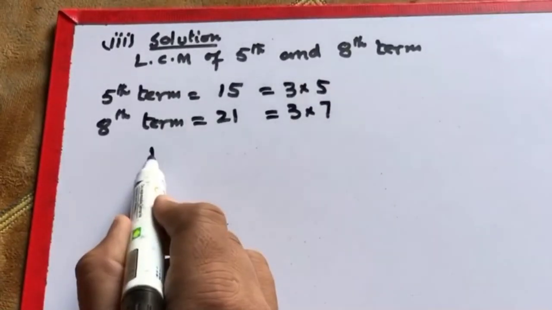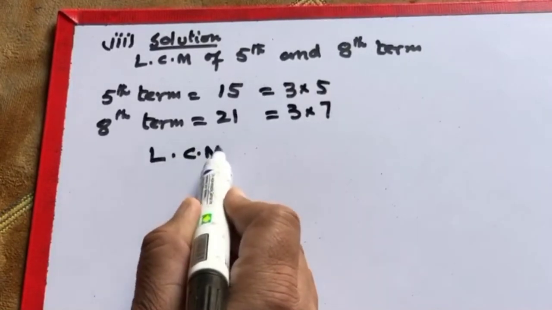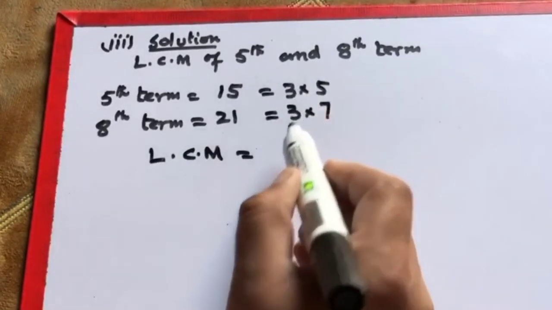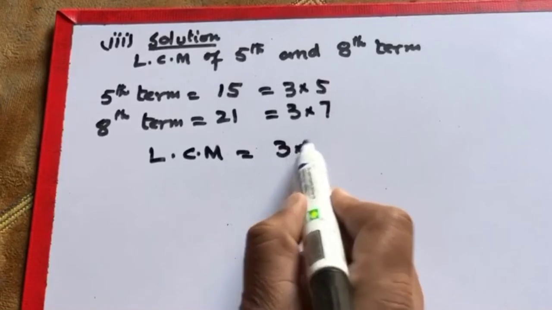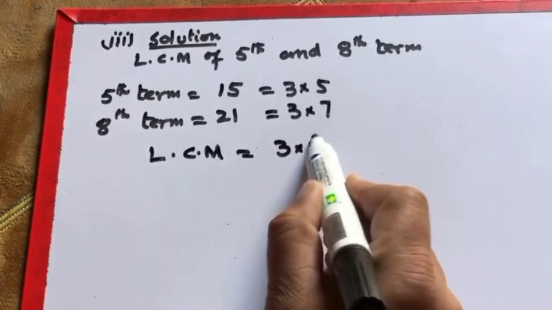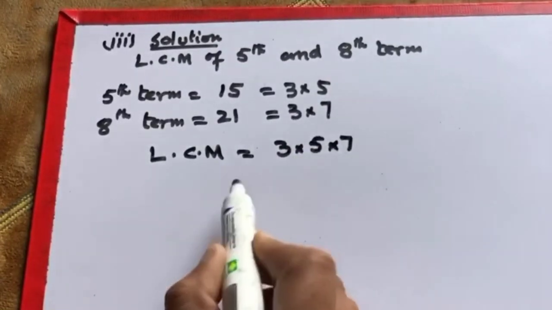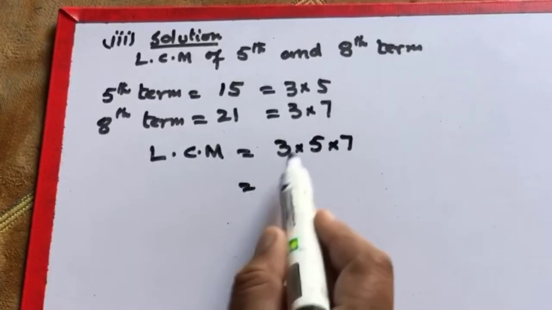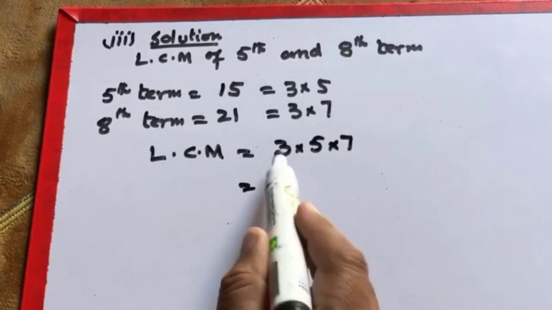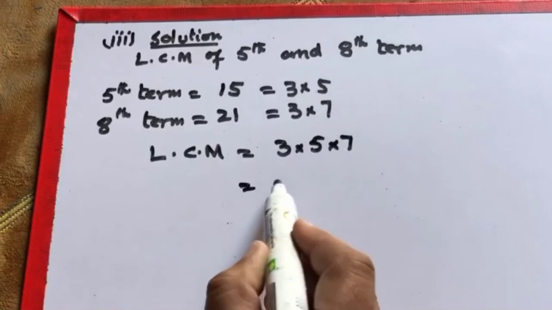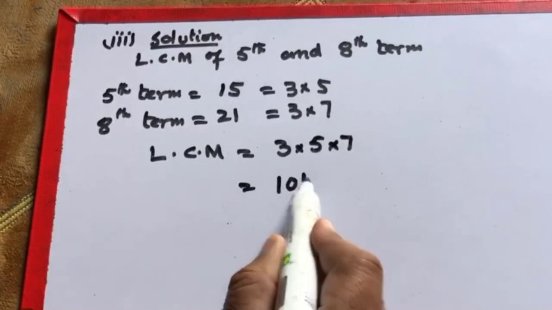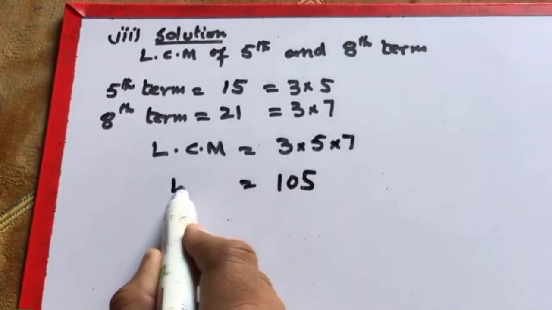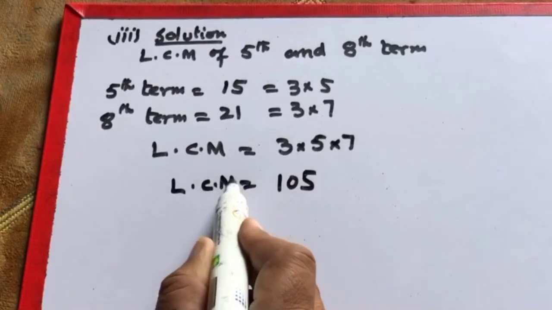So in LCM, first of all, we will take the common factor, which is 3, and the uncommon factors, which are 5 and 7. And if we multiply all these factors, 3 5s are 15, and 15 multiplied by 7 is equal to 105. So it is the LCM of the 5th and 8th term.